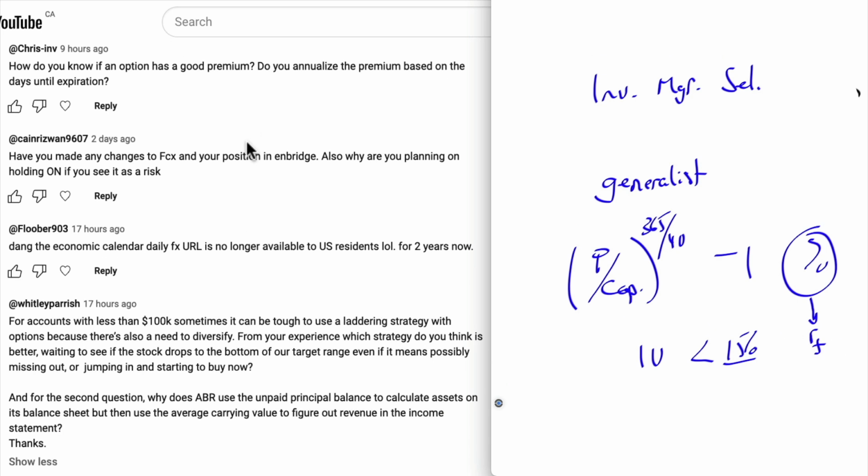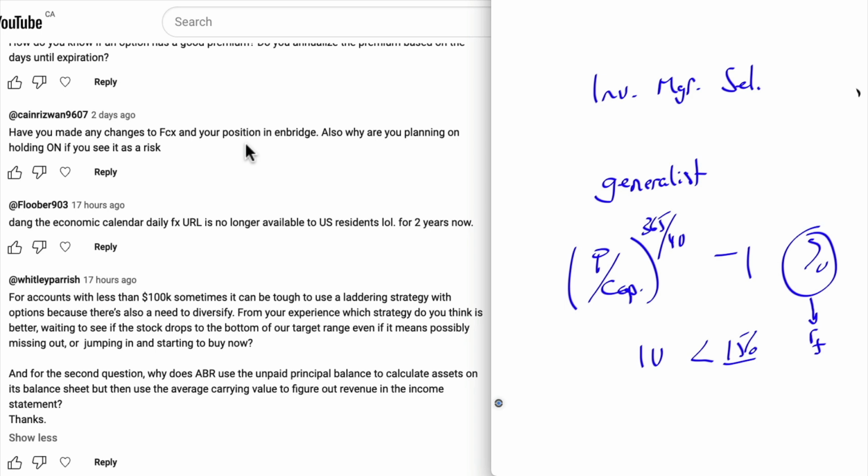Have you made any changes to FCX? Nope. And your position in Enbridge? Nope. Also, why are you planning on holding ON if you see it as a risk? Well, look, I see everything as a risk.